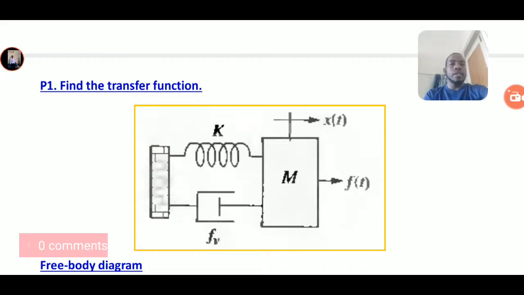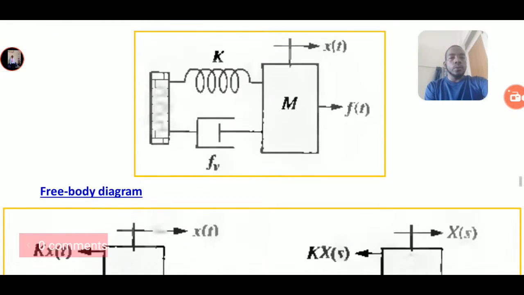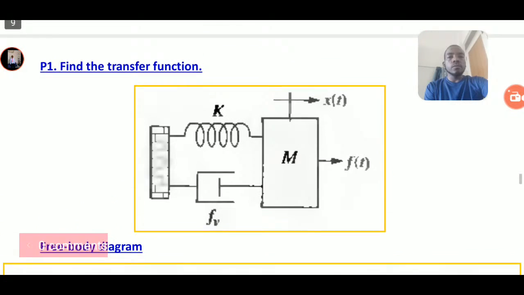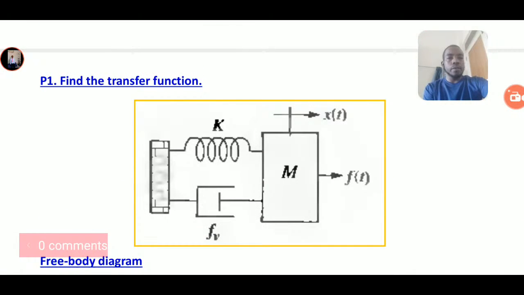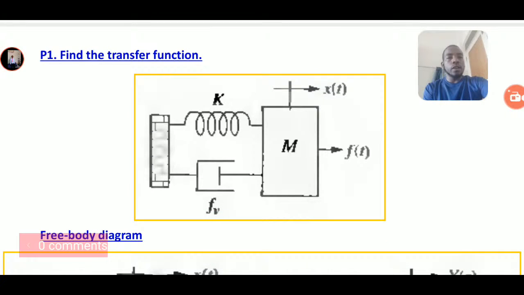Okay, so now we are going to see an example on this. The example says: find the transfer function for the given system. This is the example given here. The spring is there, the dashpot is there. We have only one displacement, and we have the applied force, and this is also the mass.